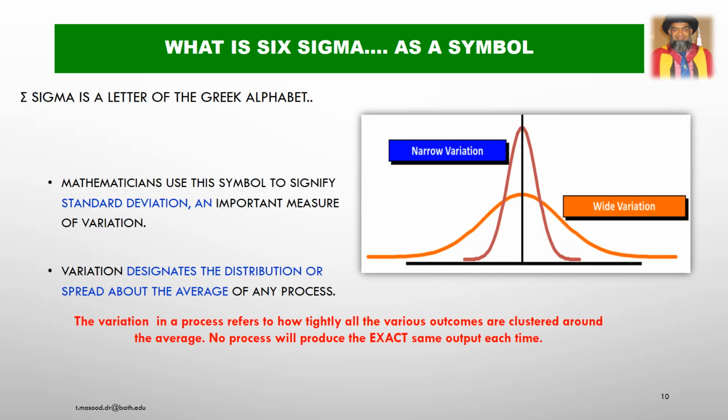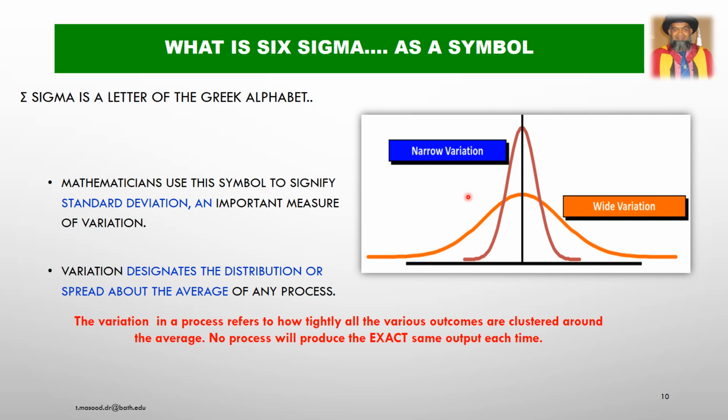Now, just to demonstrate further why the data is very important, what is Six Sigma as a symbol? Sigma is a letter of the Greek alphabet. Mathematicians use the symbol to signify the standard deviation, an important measure of variation. If you have the data and draw a curve, you can see the wide variation over here, and the second curve is the narrow variation here. So this depends on how you measure and how you populate your data in graphical presentation. These variations designate the distribution or spread about the average of any process.